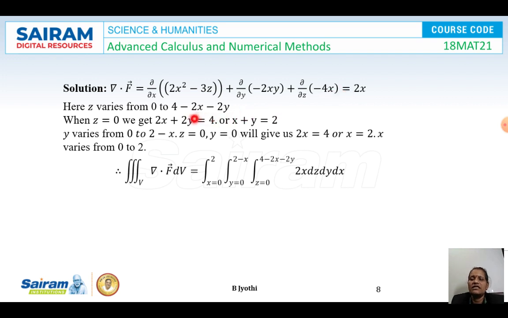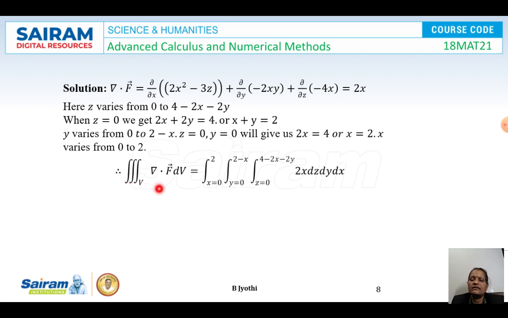Here z varies from 0 to 4 minus 2x minus 2y, and when z is equal to 0, we get 2x plus 2y equal to 4, or x plus y equal to 2. And y varies from 0 to 2 minus x. z equal to 0 and y equal to 0 will give us 2x equal to 4, or x equal to 2. So x varies from 0 to 2.